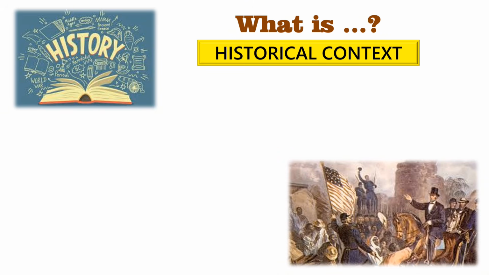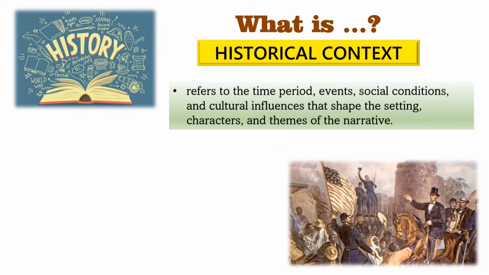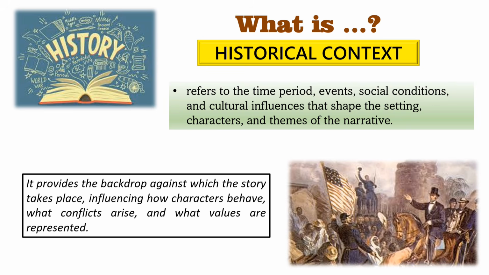Let us now proceed to discussing historical context. The historical context of a short story refers to the time period, events, social conditions, and cultural influences that shape the setting, characters, and themes of the narrative. It provides the backdrop against which the story takes place, influencing how characters behave, what conflicts arise, and what values are represented.